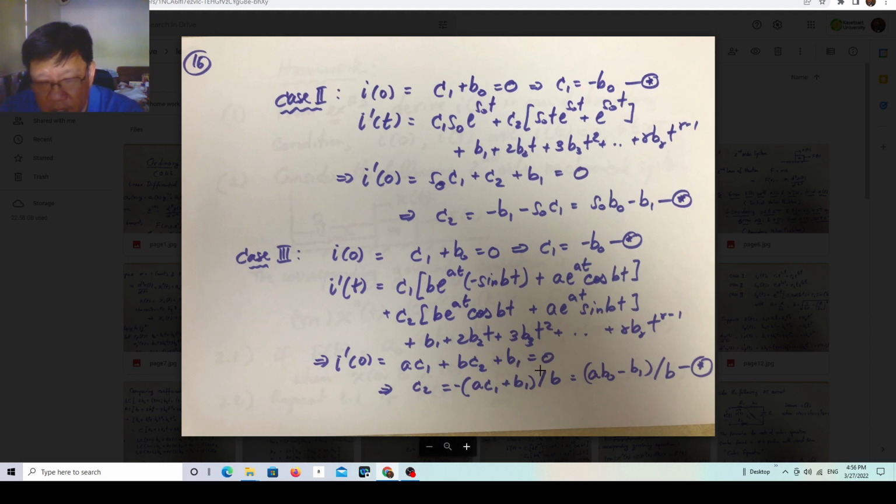with b sub 1 equal to 0. Now you already found c sub 1 is minus b sub 0. You substitute that to here, and rearrange the terms, you get the solution of c sub 2 here in general form. So you get c sub 1 and c sub 2 in general form.